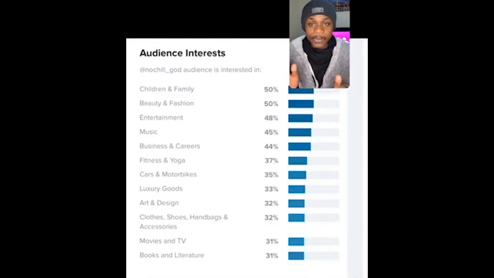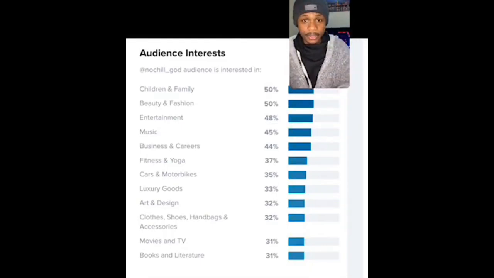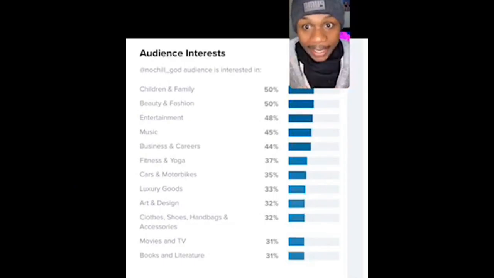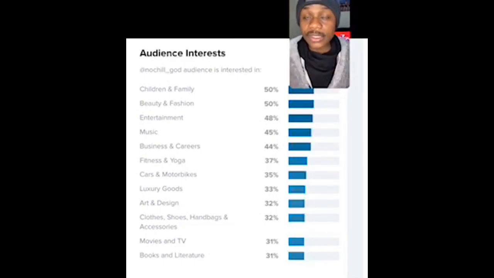But if you learn these things, this is psychographics. You need to know this. Firstly, you have to know the age group and the gender. You move on. But the audience interest helps you understand what type of content you should be putting out.